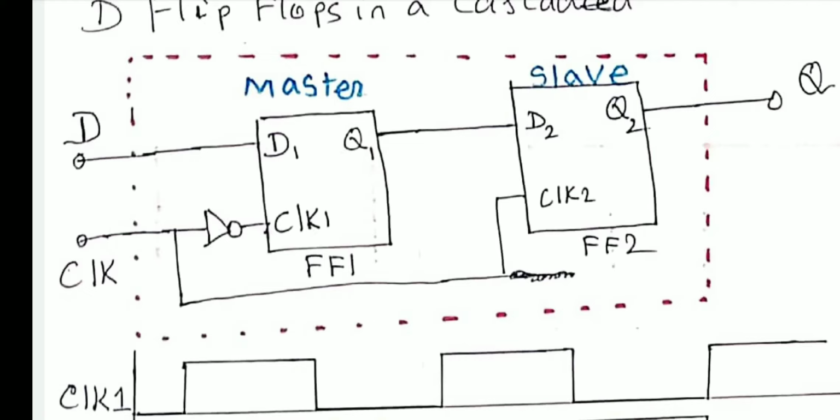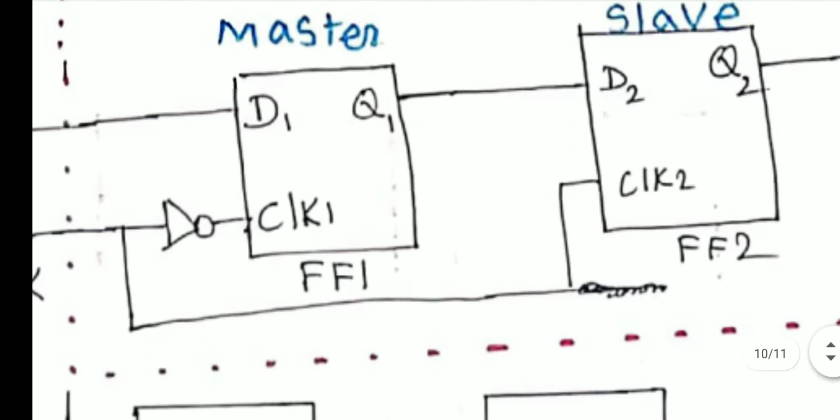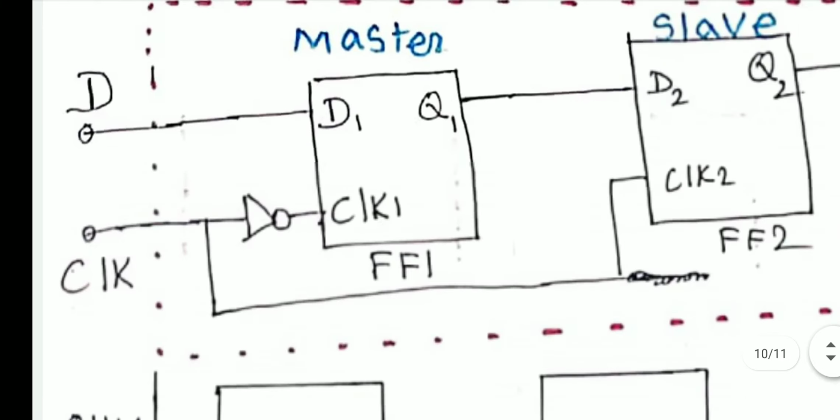Here flip-flop 1 will respond only to the negative level, because flip-flop 1 and flip-flop 2 both are positive level triggered flip-flops. That means they will respond only to the positive level. But here, before the clock input of flip-flop 1, we have a NOT gate. So whenever a negative level comes at the clock input, the output of the NOT gate is positive level, and then the flip-flop will respond. Whenever a positive level comes at the input, the output of the NOT gate is negative level. Hence flip-flop 1 will not respond to the positive level of the clock input. It will respond only to the negative level of the clock input. But flip-flop 2 will respond directly to the positive level of the clock input.